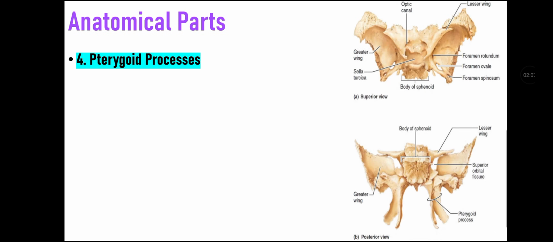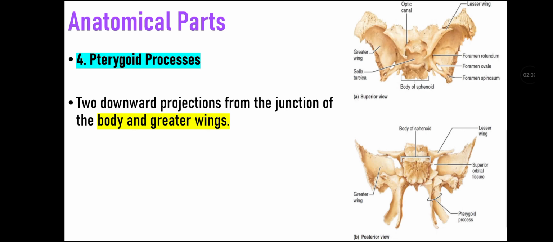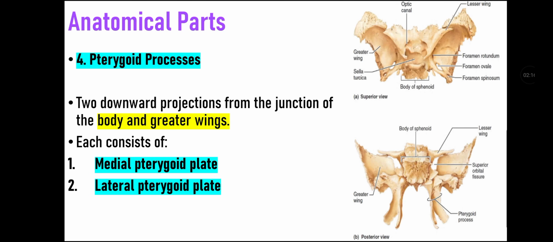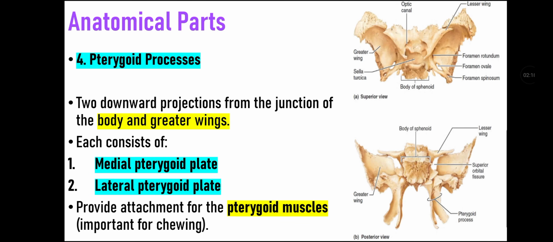Further talking about anatomical parts, we have pterygoid processes. There are two downward projections from the junction of body and greater wings. Each consists of medial pterygoid plate and lateral pterygoid plate, and they provide attachment for pterygoid muscles that are important for chewing.